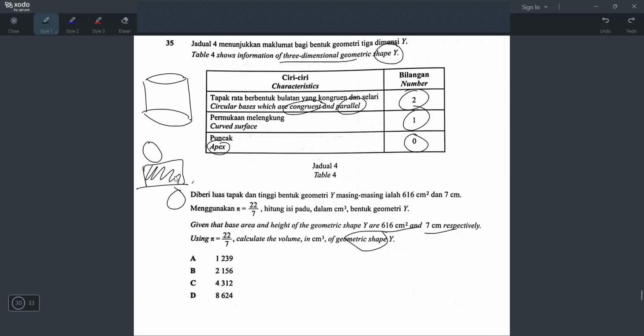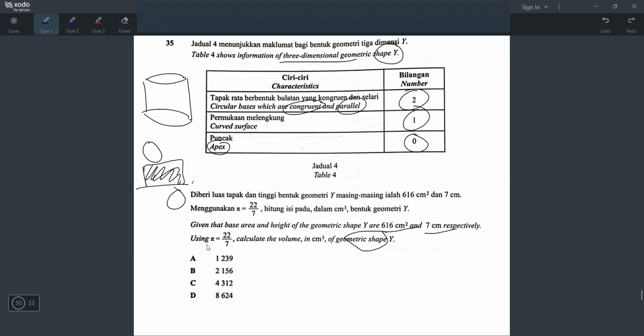Yang curved surface is yang ini. Sebab bila you gulung dia jadi macam ni, this becomes curve already, right? I hope you understand. Like imagine the tissue roll. When tissue roll, which one is the flat surface? Yang atas bawah, right? Yang ini baru yang curve punya part, right? Okay, hope you understand. So two circular base which are congruent parallel, yeah, it's true. Two parallel and congruent. Congruent means same size, same shape. Curve surface, yeah, correct. Got one curve surface, yeah. And apex tak ada. Yalah, mana ada tajam punya part? Apex tak ada. Only cone ada apex and pyramid ada apex, right?